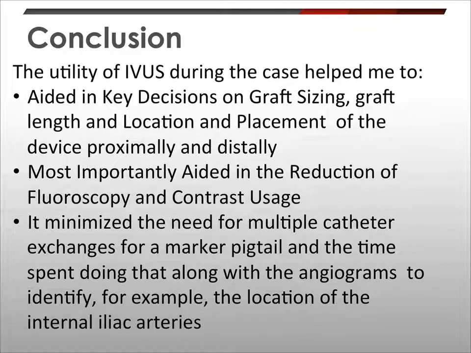In the final slide, it also aids in my key decision making on graft sizing, graft length, and the location and placement of my main body and iliac limbs. Most importantly, it helped me reduce fluoroscopy time significantly, and I use minimal contrast, typically only doing runs around the time of the original graft placement at the renal arteries and the final run to rule out endoleaks. It minimized the need for multiple catheter exchanges for a pigtail marker and all the time spent doing that, along with the additional angiograms to identify, for example, the location of the internal iliac arteries.